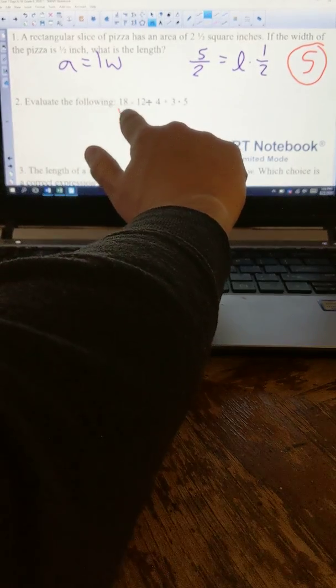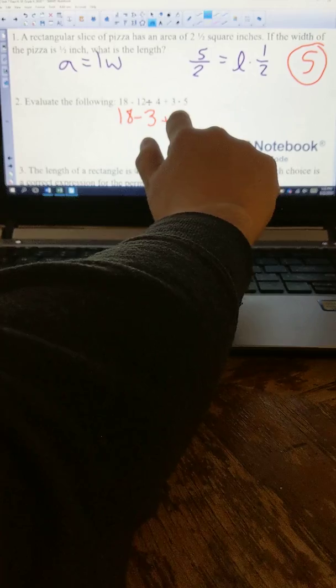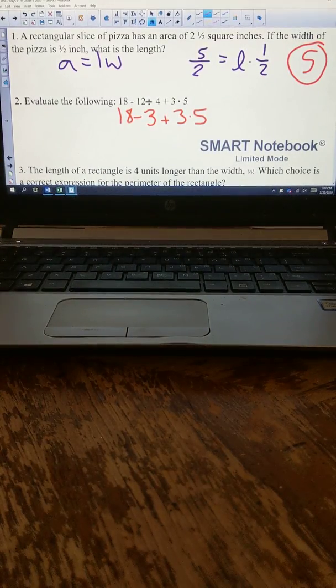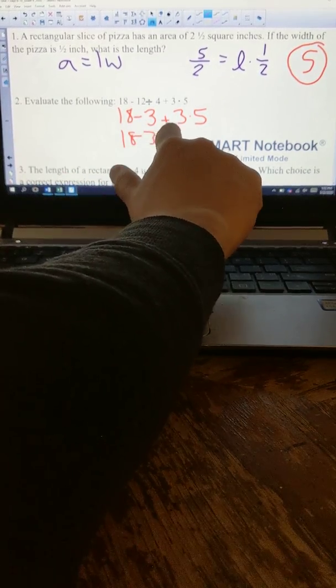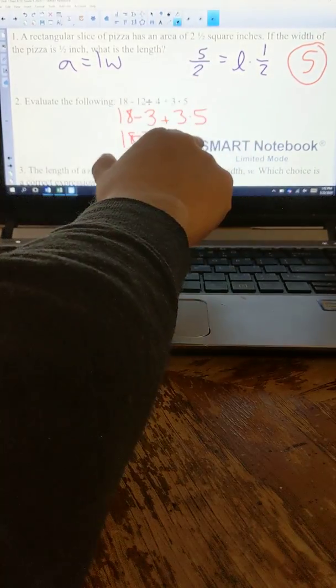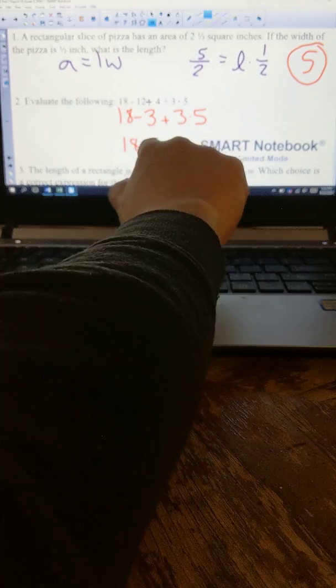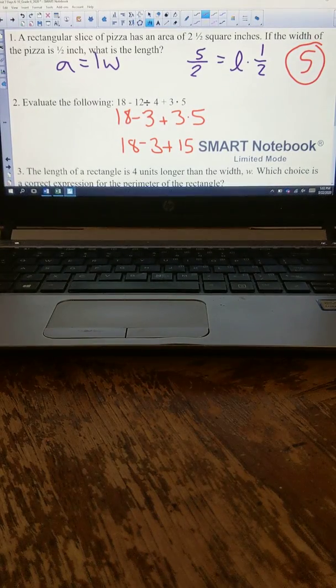Number 2, when you evaluate this, the first thing that you have to do in this problem is that division. So it's 18 minus 12 divided by 4, which is 3, plus 3 times 5. The next step that you need to take when you're here is that multiplication. So it should be 18 minus 3 plus 15. So I'll write that a little bit neater. It's kind of hard just using your finger. 18 minus 3 plus 15. 18 minus 3 is 15. 15 plus 15 is 30.